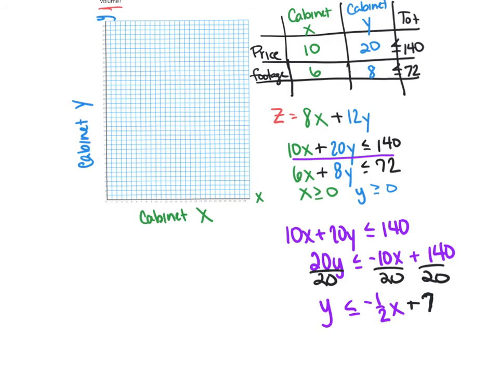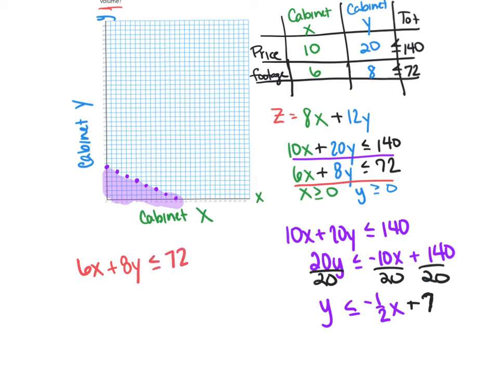So on this, I'm going to plot 7, down 1 over 2, in purple. There's my first line, and I'm below that line, so I'm going to shade down here. The other line, I'll do that one in red: 6X plus 8Y less than or equal to 72.